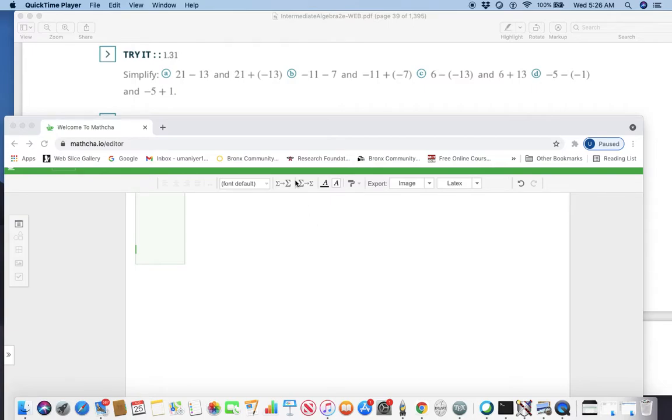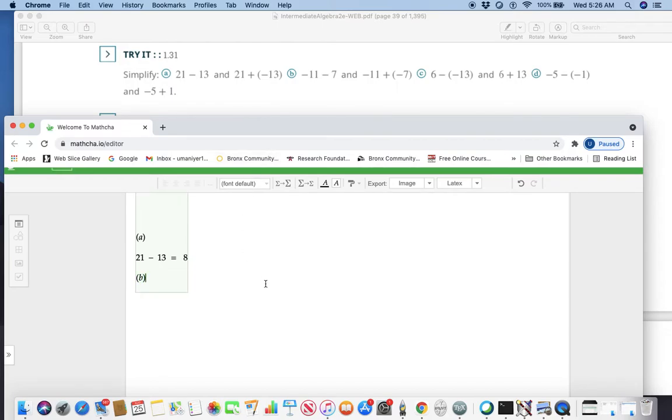Welcome back. So now we are going to try a few problems ourselves. A. What is 21 minus 13? Well, from 21 take away 13, you are left with 8.